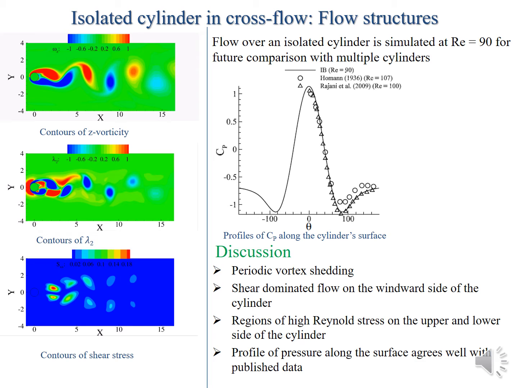And we also analyze the streamwise stresses. These are just the Reynolds stresses, so you can see at which part of the flow we have the highest Reynolds stresses. Then the other thing we also analyze is the pressure along the cylinder. And for the isolated cylinder, we can see that the pressure profile predicted by the current model is very accurate compared to the published results, especially the experimental result by Hamann in 1936, and the numerical simulation of Ragini in 2009.